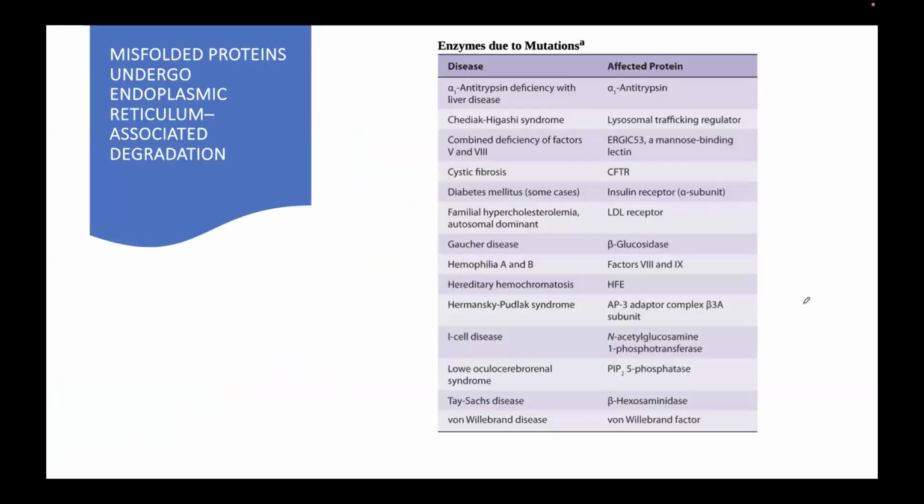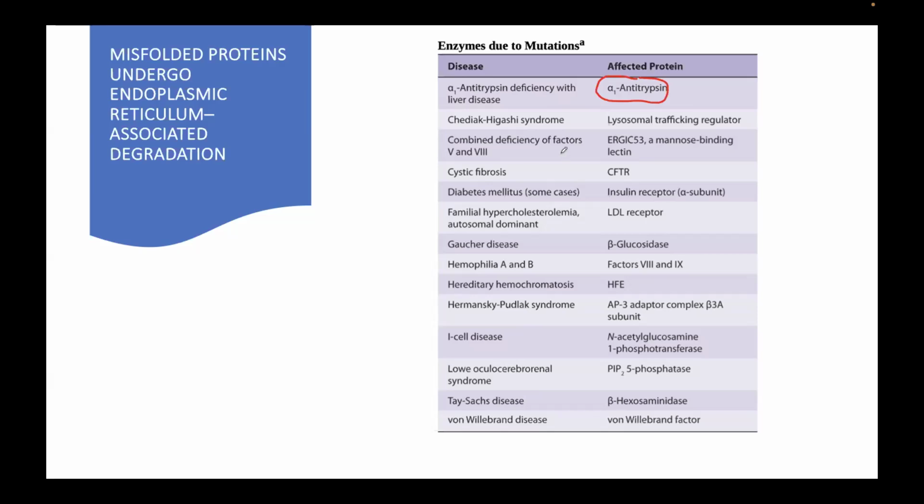Now, this table is found in your book. You have here some mutations of misfolded proteins. So one is alpha-1 antitrypsin deficiency. This is, of course, associated with liver disease. And what respiratory disease is associated with alpha-1 antitrypsin deficiency? Okay, very good. It's emphysema.